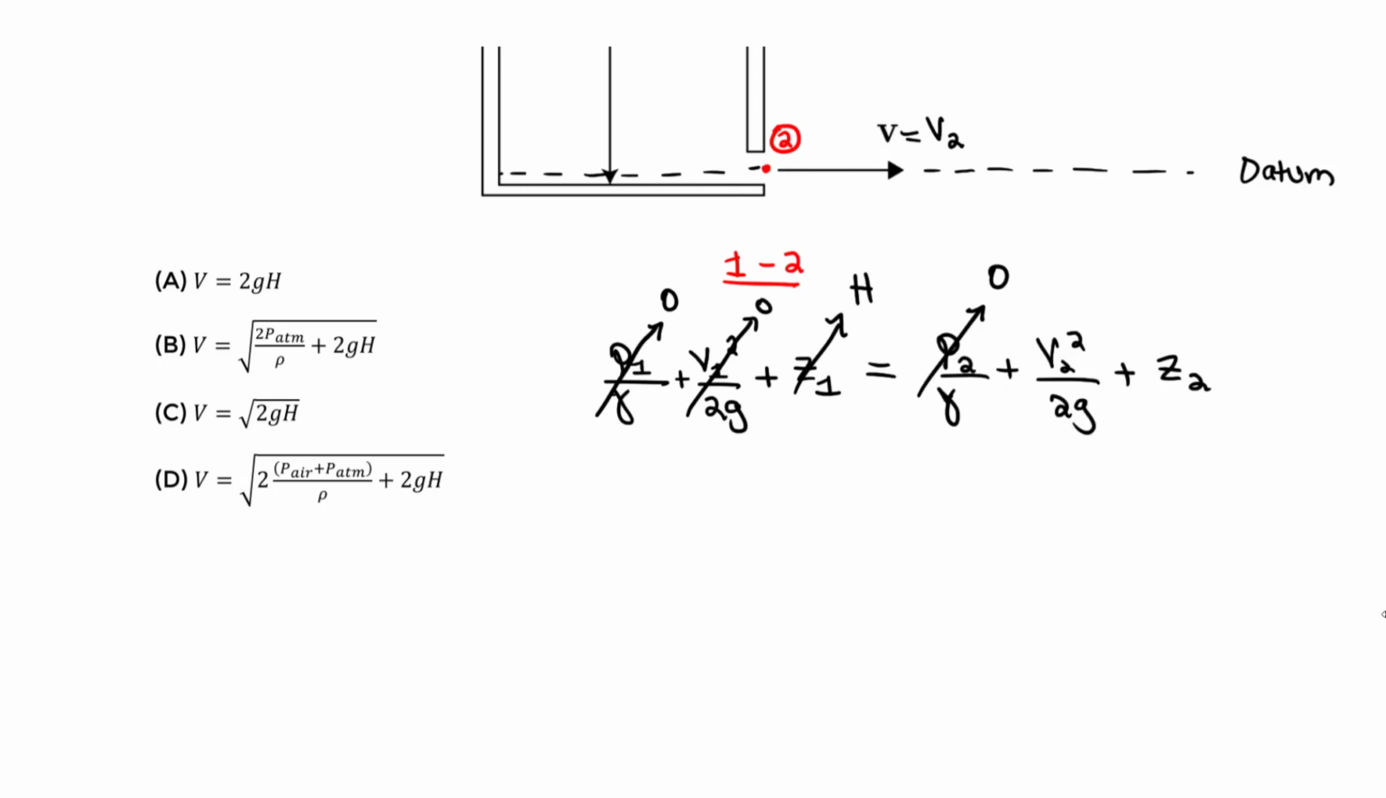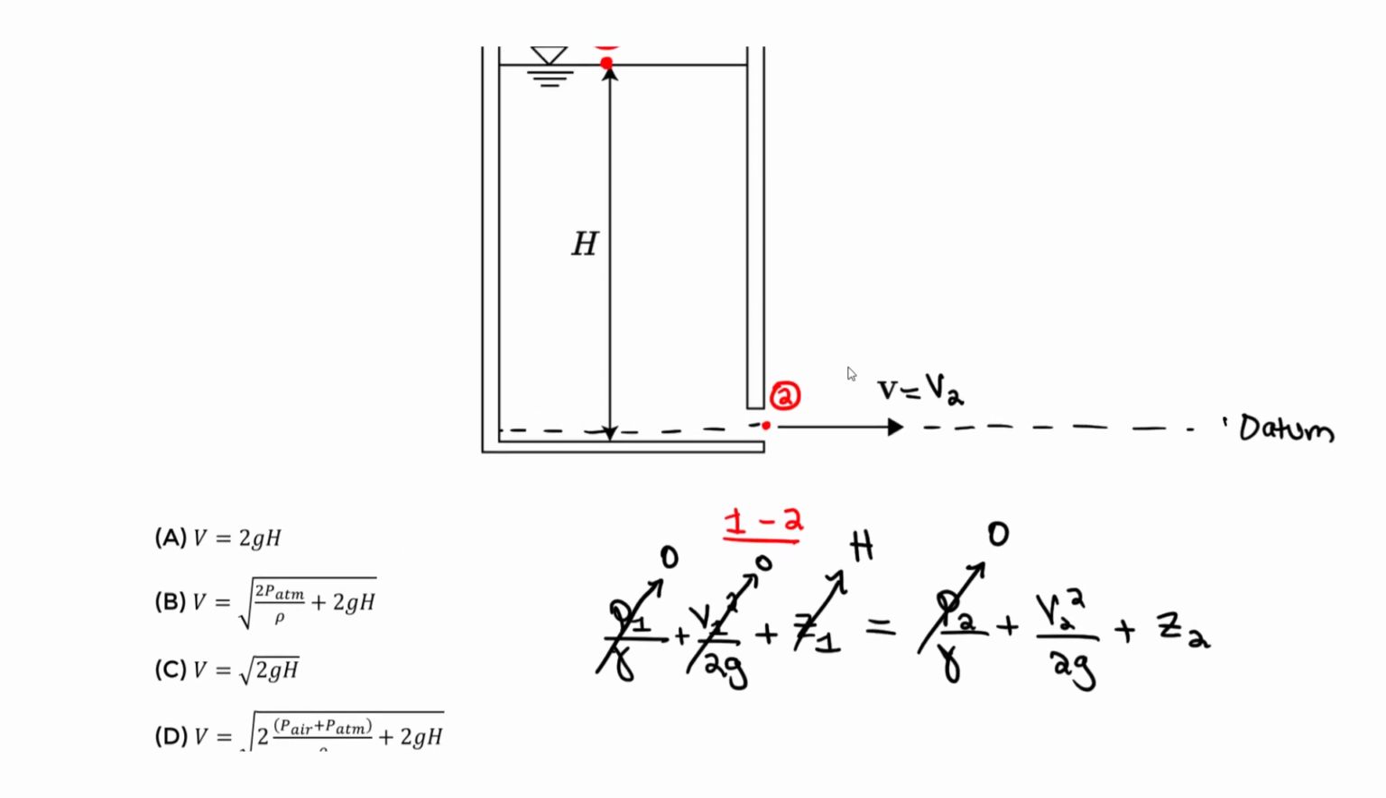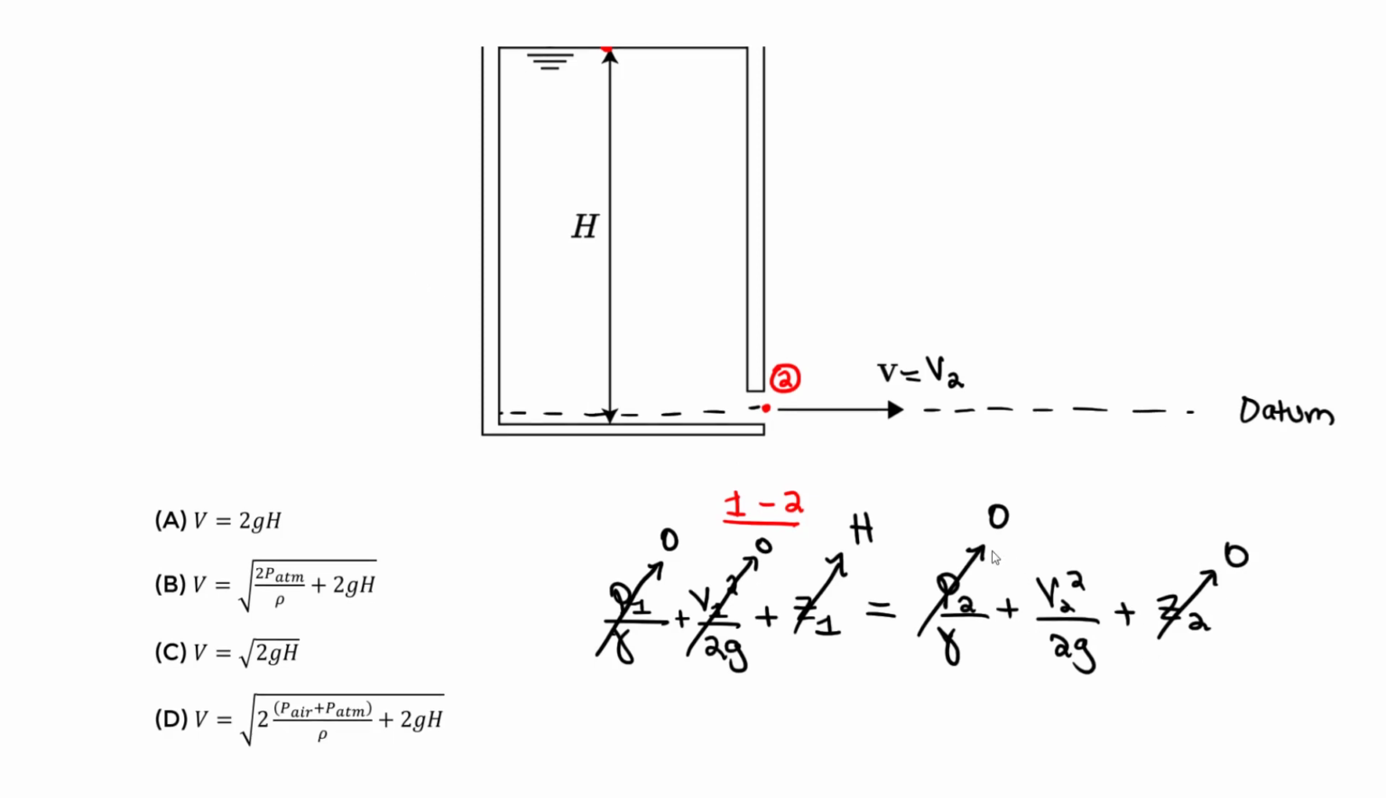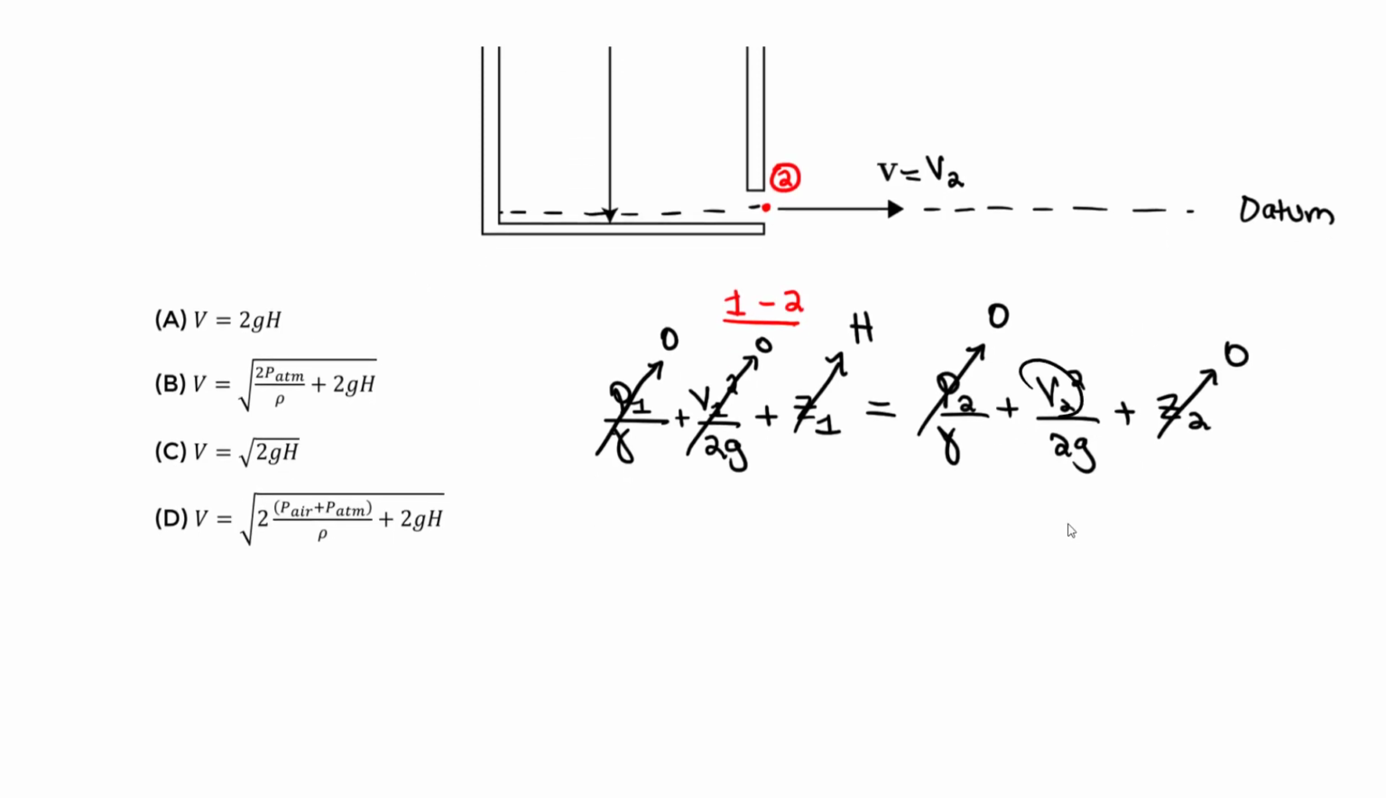So this is not 0. But what's z2? So we stated that the datum is here. We know we're not going up or down. So we hit the datum at point 2. So here at 2, the elevation is 0 because we're not up or down. We're directly on the line of the datum. So here z2 is 0. So now we can solve for the velocity at 2.